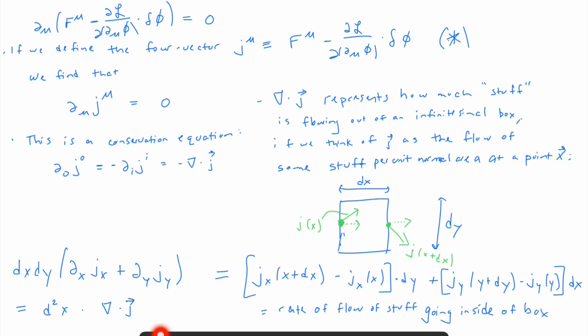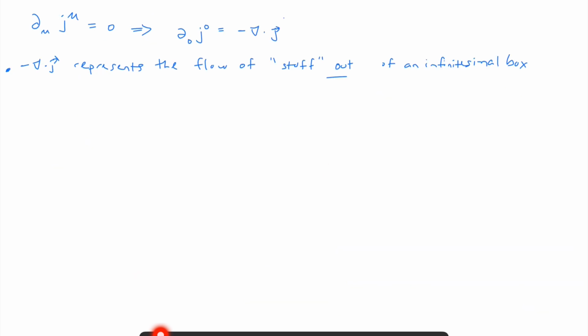If j0 is the density of stuff, which I'll get to in a second, and j itself is the flow of the stuff, the vector flow of that stuff per unit area normal to it. So basically this minus the divergence represents the flow of this stuff, whatever you want to eventually talk about. It could be the flow of fluid, as I mentioned before, or charge density, and how fast the current or the charge is flowing per unit area. But anyway, this minus of this represents the flow of stuff out of an infinitesimal box.